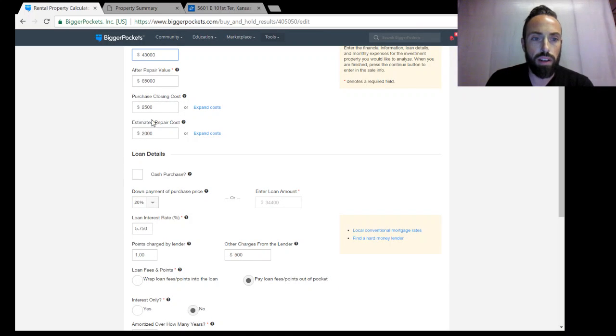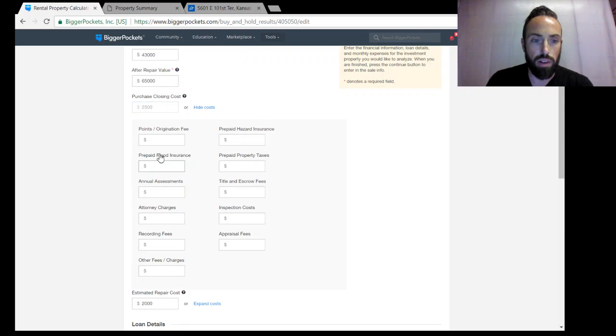Purchase closing cost. This is obviously going to depend a little bit on your lender, but I've got $2,500 in here. That's for a commercial loan, and I know from the last few closings that's going to be a pretty close number. You can also expand this column here, and you can itemize it if you want to.